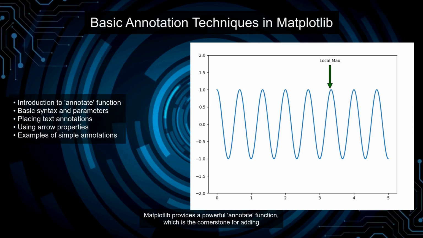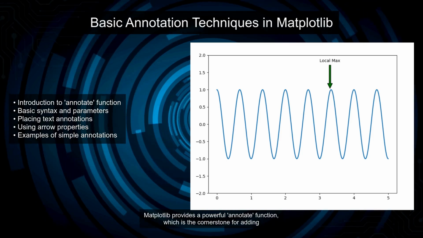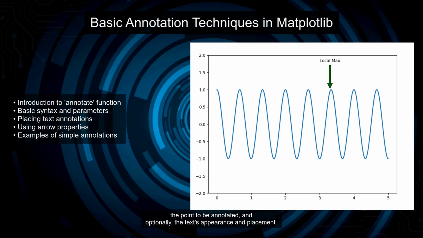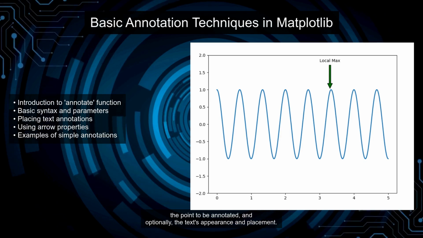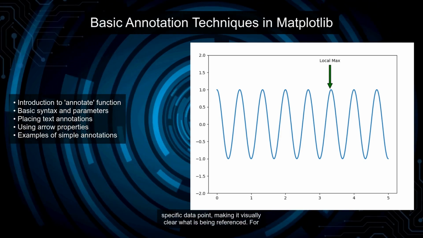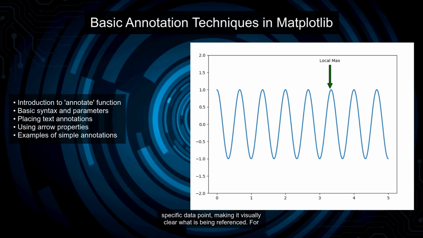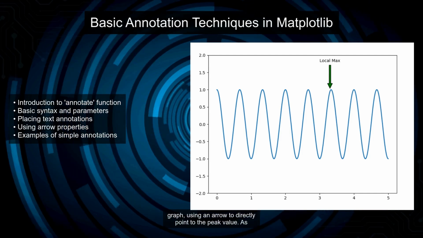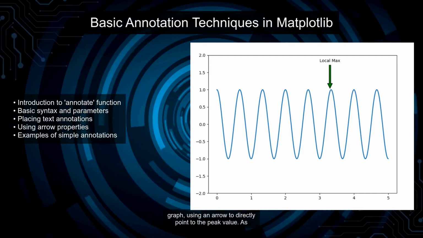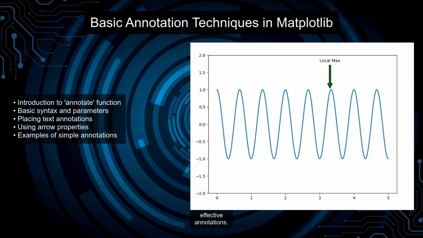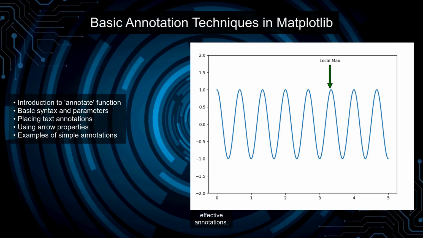tells. Matplotlib provides a powerful annotate function, which is the cornerstone for adding text annotations to your plots. The basic syntax involves specifying the text, the point to be annotated, and optionally, the text's appearance and placement. You can also use arrow properties to connect the annotation to a specific data point, making it visually clear what is being referenced. For instance, a simple annotation might highlight a peak in a time series graph, using an arrow to directly point to the peak value. As we proceed, we'll build on these basics to create more complex and effective annotations.